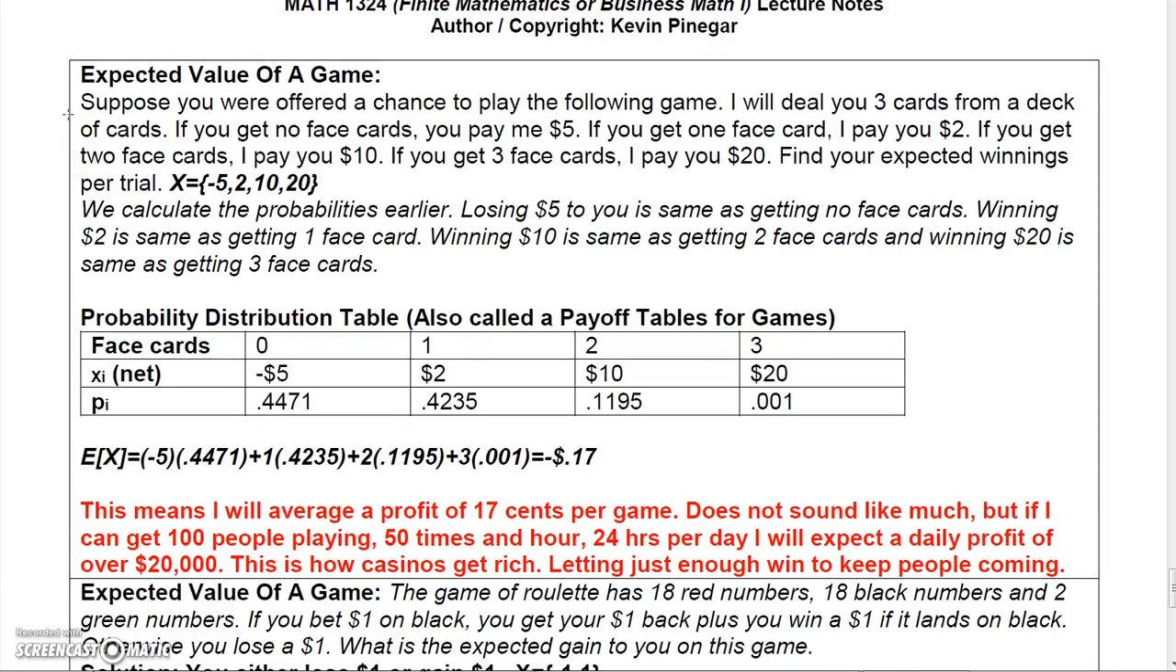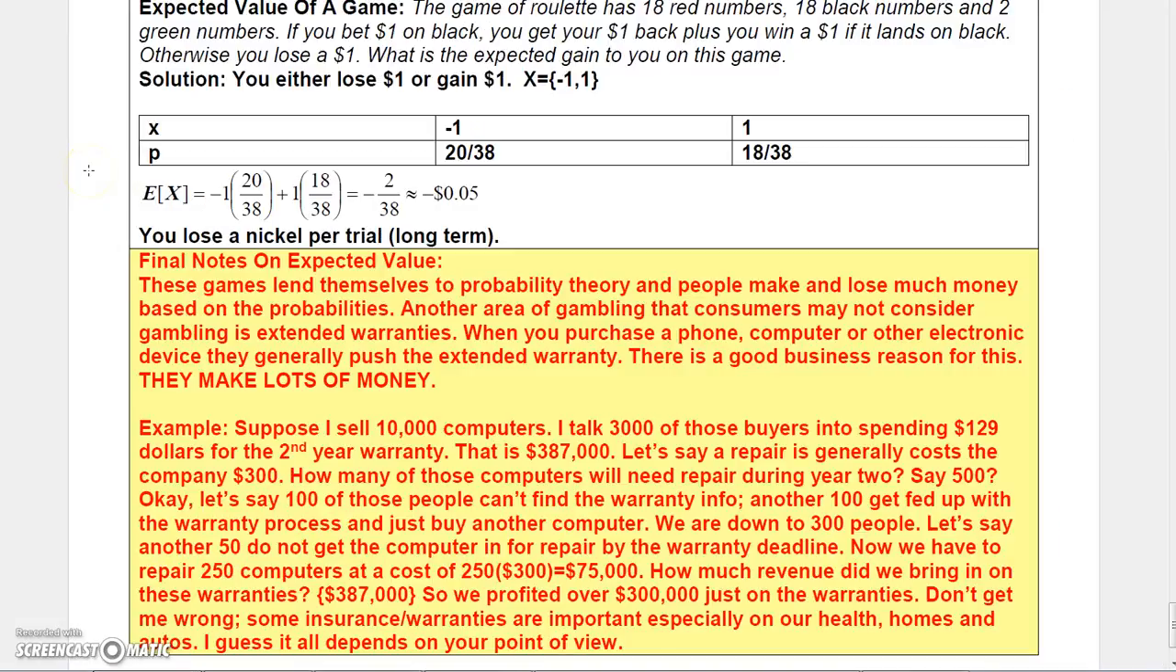I'm going to leave you with just a couple of problems to let you read. So pause the video and read this problem here on the expected value of a game that I just made up. And notice that the expected value of this game is negative 17 cents. And then read this one. Pause the video and read this one, and then that's pretty much the end of the lecture on expected value.